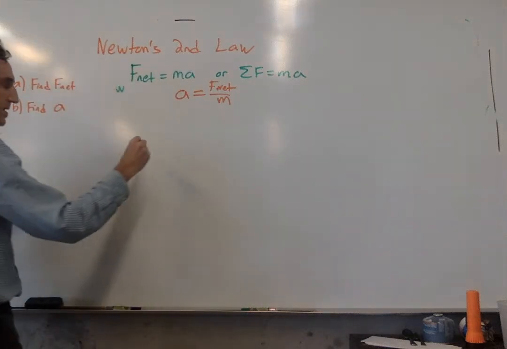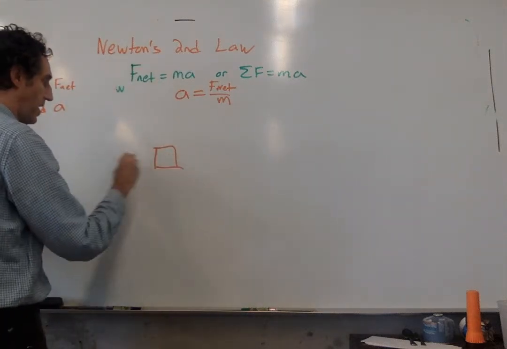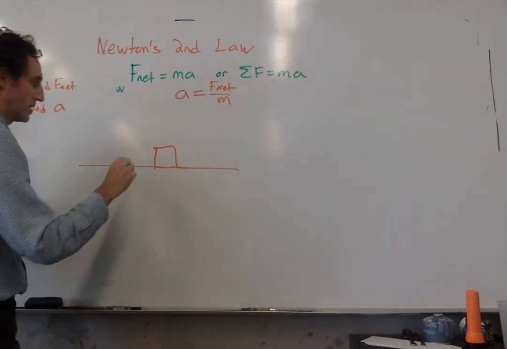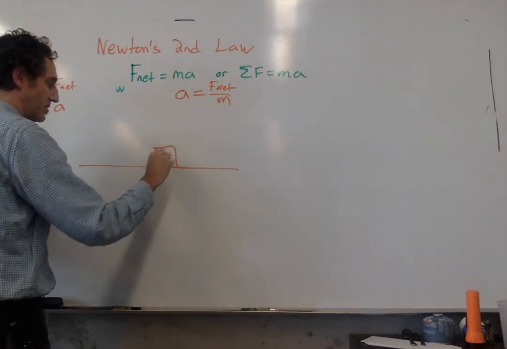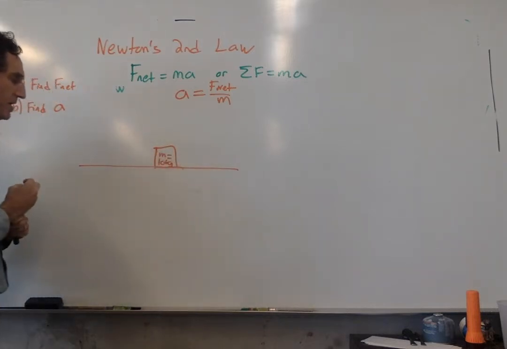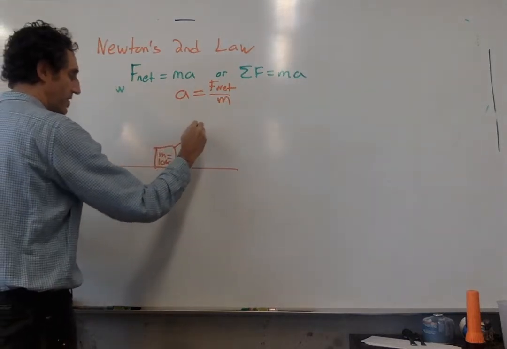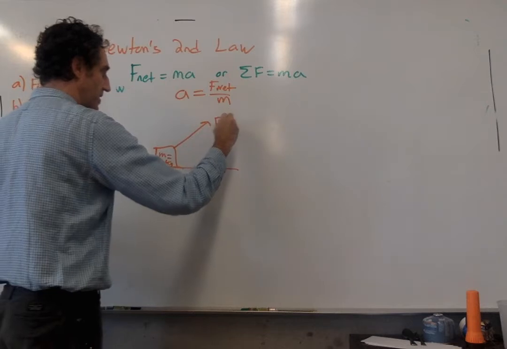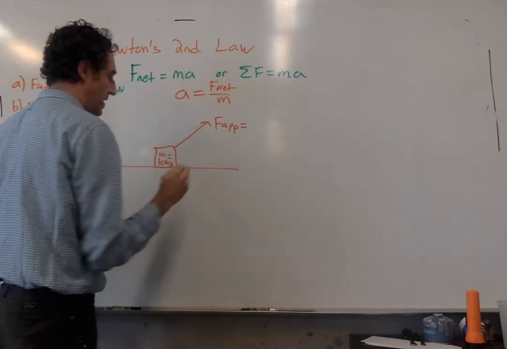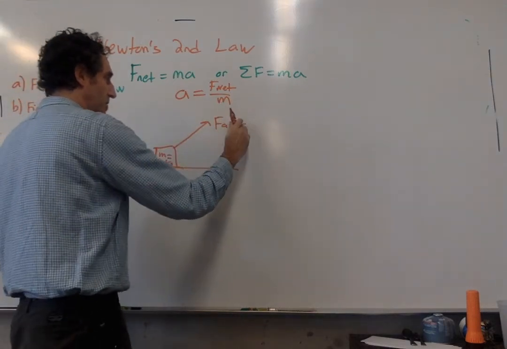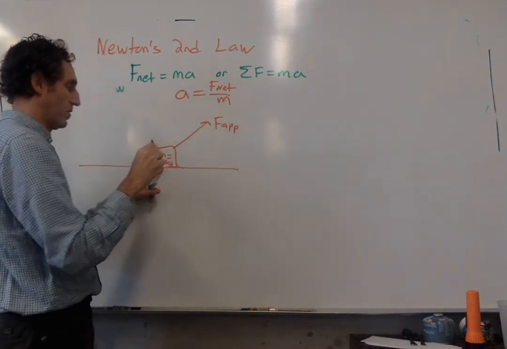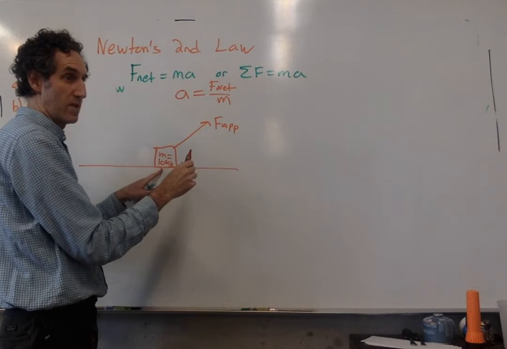Separate problem. Let's go back to a good old box resting on the floor. Let's make the mass of this box 10 kilograms. Let's have an applied force going this way, and we'll make that 100 newtons. So I don't want my vertical piece to be more than 100 newtons.